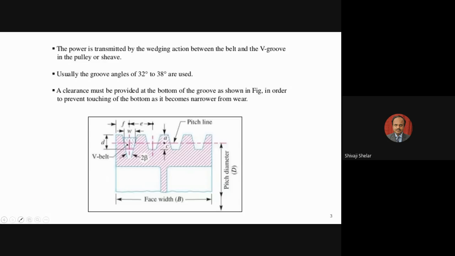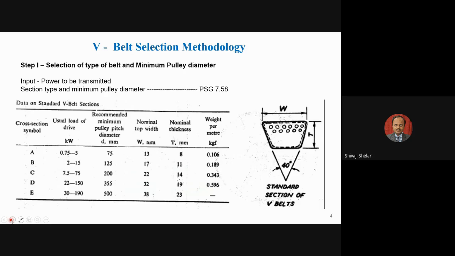Okay, so let's go to the next process. This is regarding the introduction of V-belt drive. You can use a single V-belt, or you can use a number of belts depending upon the power requirement of the transmission. Now I am going step by step through how the V-belt is selected, or once the belt is selected, how it is checked whether the selected belt is suitable for the application or not. V-belt selection, first step is selection of type of belt and minimum pulley diameter.